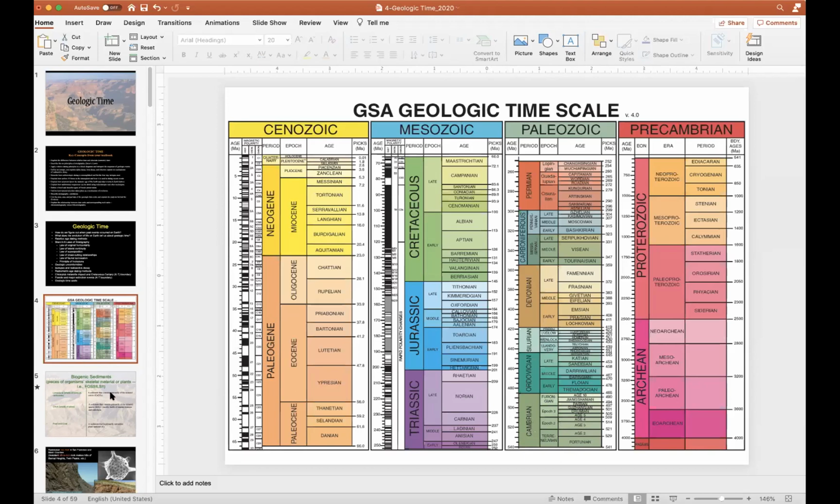Any questions, just kind of in general, about the geologic timescale?